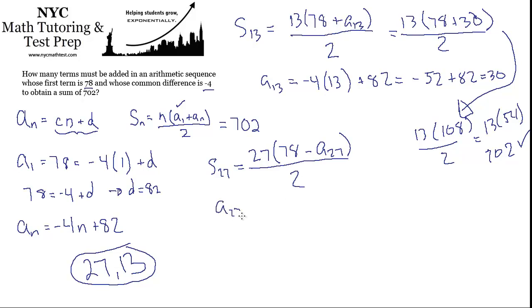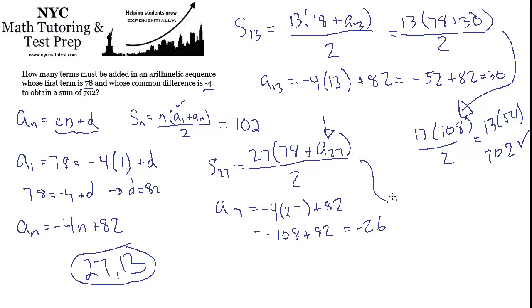What's A27? We go back again to the A sub n formula. Minus 4n, so minus 4 times 27 plus 82. 4 times 27 is 108. Negative 108 plus 82 is going to be negative 26. So that's what needs to get plugged in here. Oh, this should be a plus sign. 78 plus A27. But since, yeah, I was thinking ahead. So since A27 is negative 26, it actually gets subtracted.